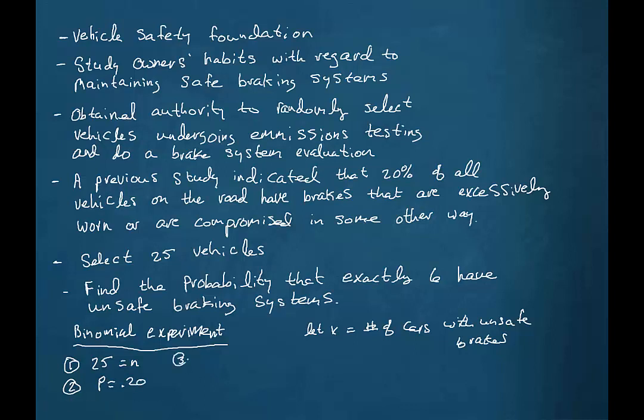The next criteria is that we only have 2 possible outcomes, a success and a failure. And that's the case here. We're either going to have a success, finding a car with unsafe brakes, or a failure, which would be finding a car with a safe braking system.